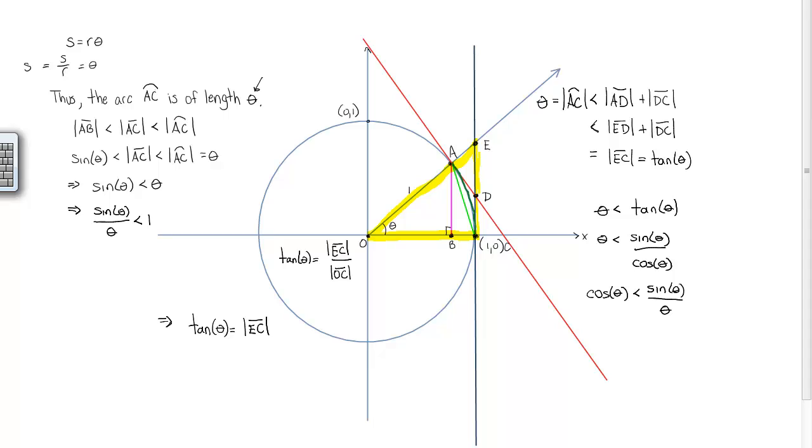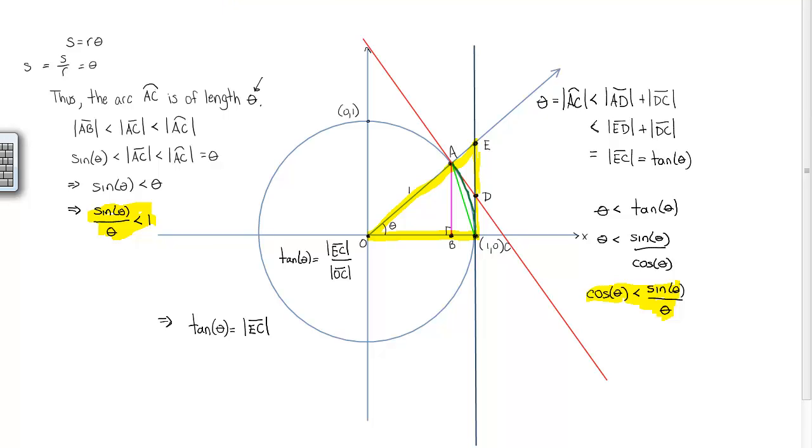And now I have another inequality. So let me highlight the inequalities that I have here. I have that the stuff that's inside my limit is less than 1, but at the same time, the stuff that was inside my limit is greater than the cosine of theta. Remember what I'm trying to do. I'm trying to find the limit as theta goes to 0 of sine theta over theta.